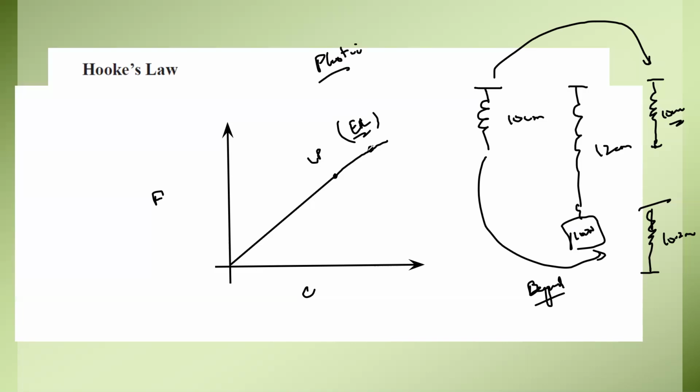So if I remove the force before the elastic limit, it will be elastic deformation. Elastic deformation means it returned to the same original length. But if I remove the load beyond the elastic limit, we call that a plastic deformation, or the spring has deformed permanently. So if we carry out an elastic or a plastic deformation of a spring, the shapes of the graph will be different.